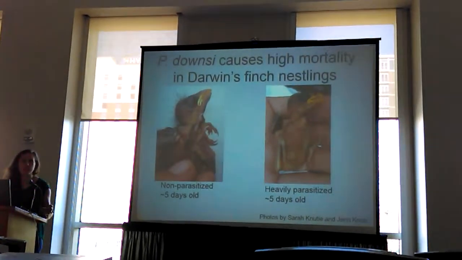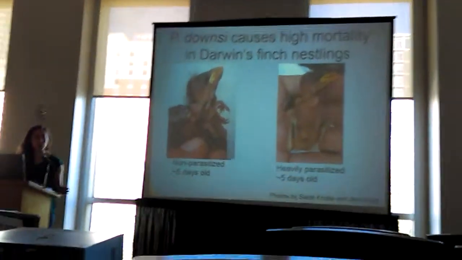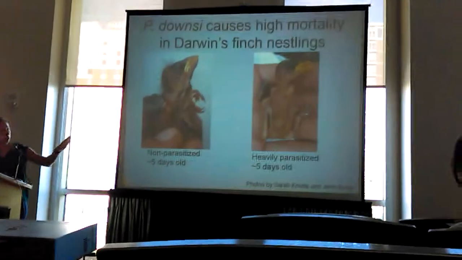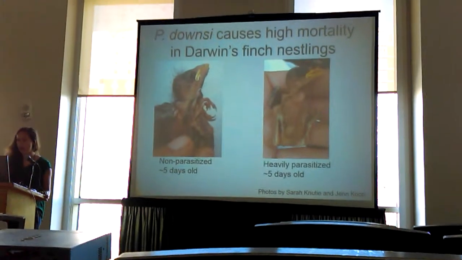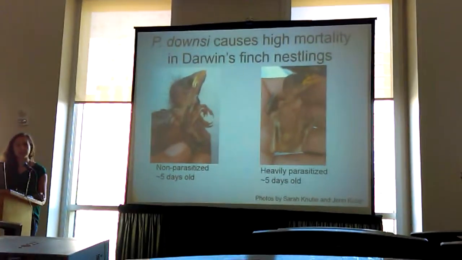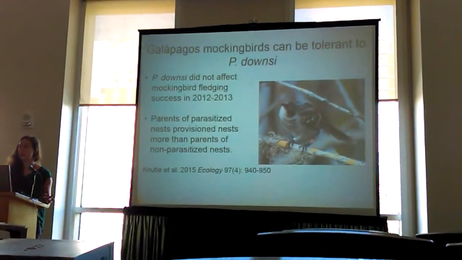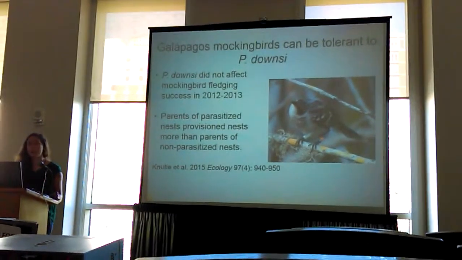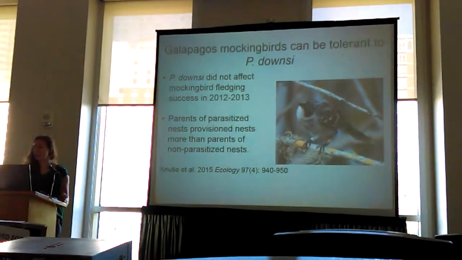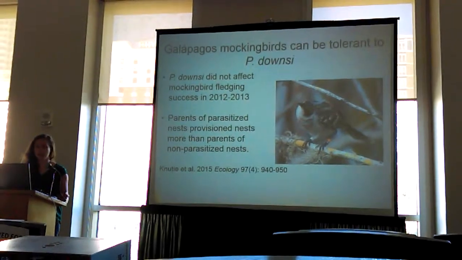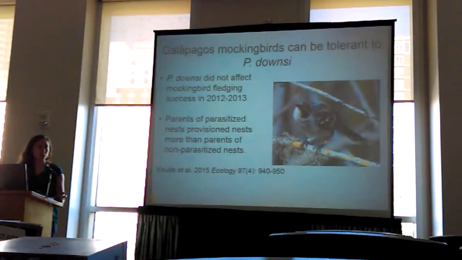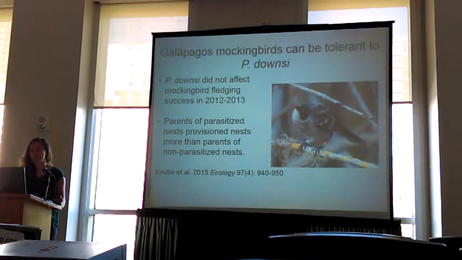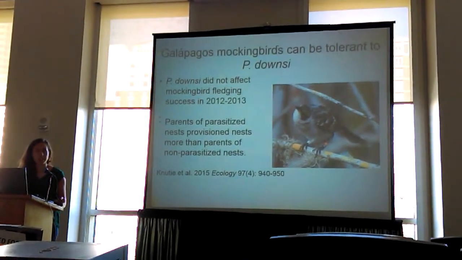People started to notice P. downsii in the Galapagos about 20 years ago when they saw chicks that looked like that sick chick on the right side. However, not all endemic species of birds in the Galapagos seem equally vulnerable to this fly. In fact, Galapagos mockingbirds show tolerance to P. downsii. In 2 years of study led by my former lab mate, Sarah Knutie, we found that P. downsii did not affect mockingbird fledging success.